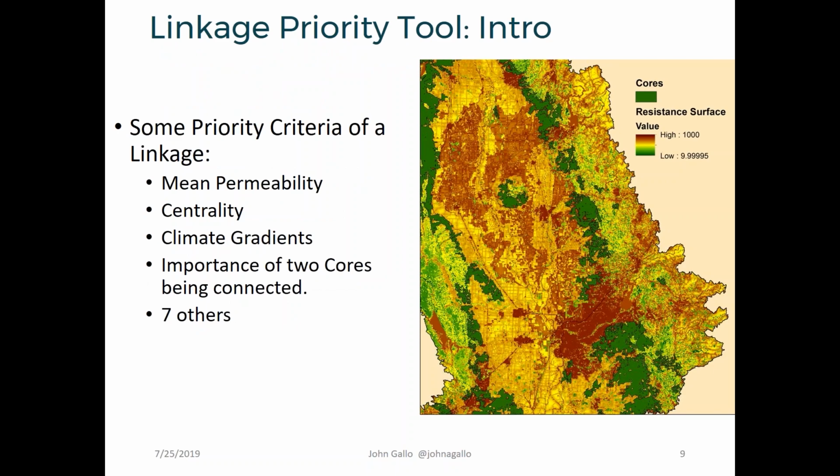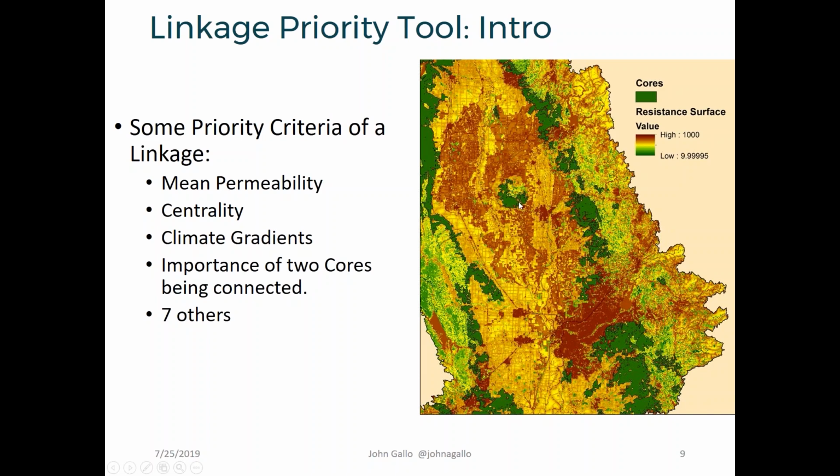It's a systematic way of putting a whole bunch of priority criteria of the linkage into the analysis and combining them in weighted sums. Things such as the mean permeability of a linkage. So you can see down here, this linkage between these two core areas has to go through a lot of really high resistance habitat. So that linkage is not going to be as high of a quality as some of these other ones that go between areas where there's a lot of green.